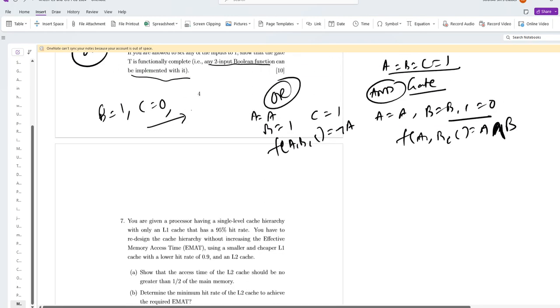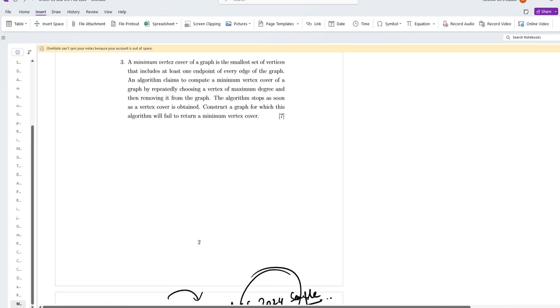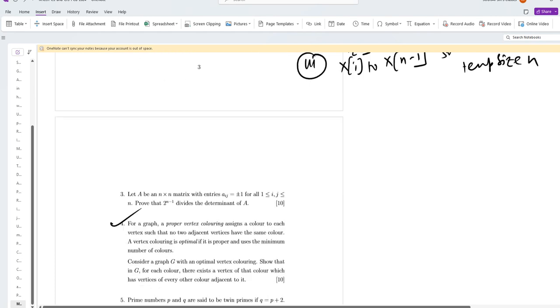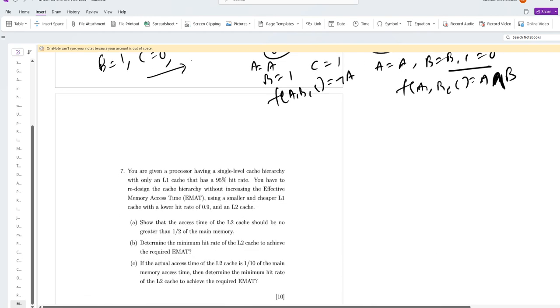हेलो डियर स्टूडेंट्स, आज सॉल्व कर रहे हैं ISI M.Tech CS का पेपर 2024 का. It's a sample paper.